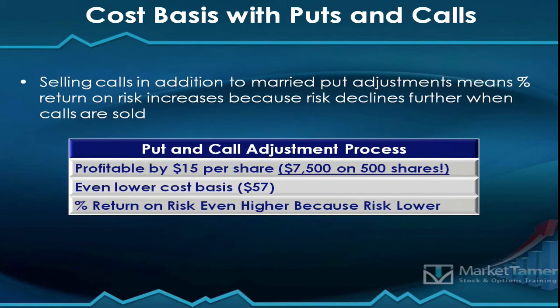Just using that one little short call for a mere $3, our percent return on risk will increase, because by taking in that extra $3 per share credit, our cost basis is reduced. So instead of making $12 a share on those 500 shares, we're now making $15 a share. We're now at $7,500 profit on 500 shares.